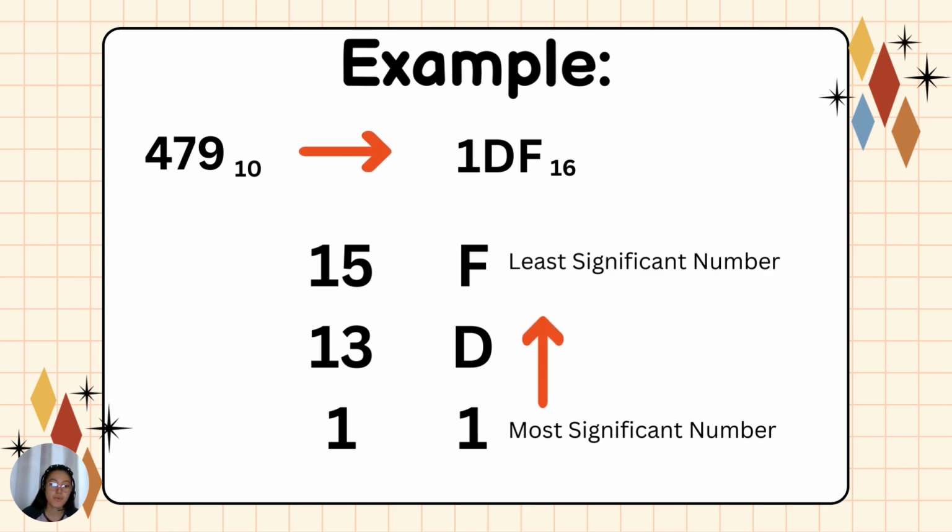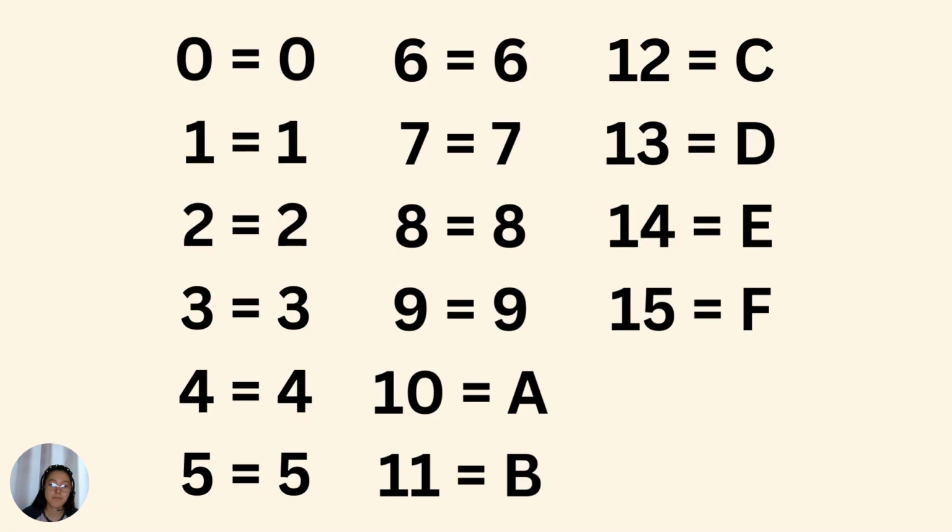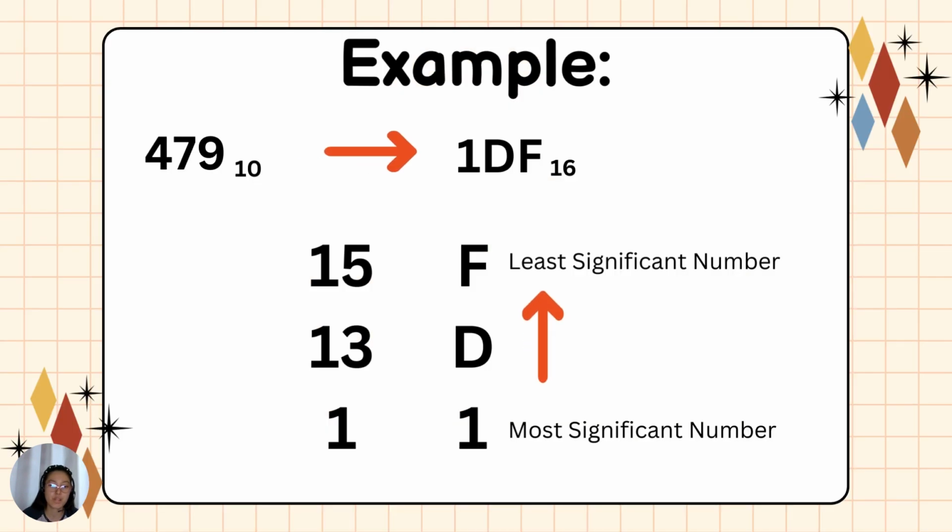So we will start with the most significant number. So 1 is equivalent to 1. 13 is equivalent to D. 15 is equivalent to F. In writing the hexadecimal equivalent, we will start at the most significant number. So we will start at 1 and then DF. Let us start from the most significant number to the least significant number.